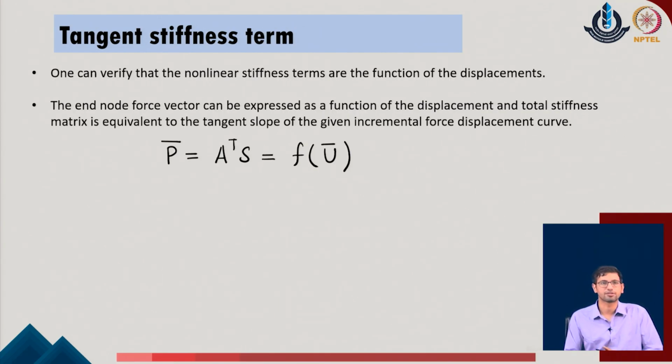Now, why do we call it a tangent stiffness matrix? As a simple analysis, one can understand that when we write p bar in terms of A transpose into S, A transpose is already given as a function of displacement. S can also be represented as a function of displacement of the given system. So, this overall equation is a generalized expression defined in terms of the nodal displacements of the given problem.